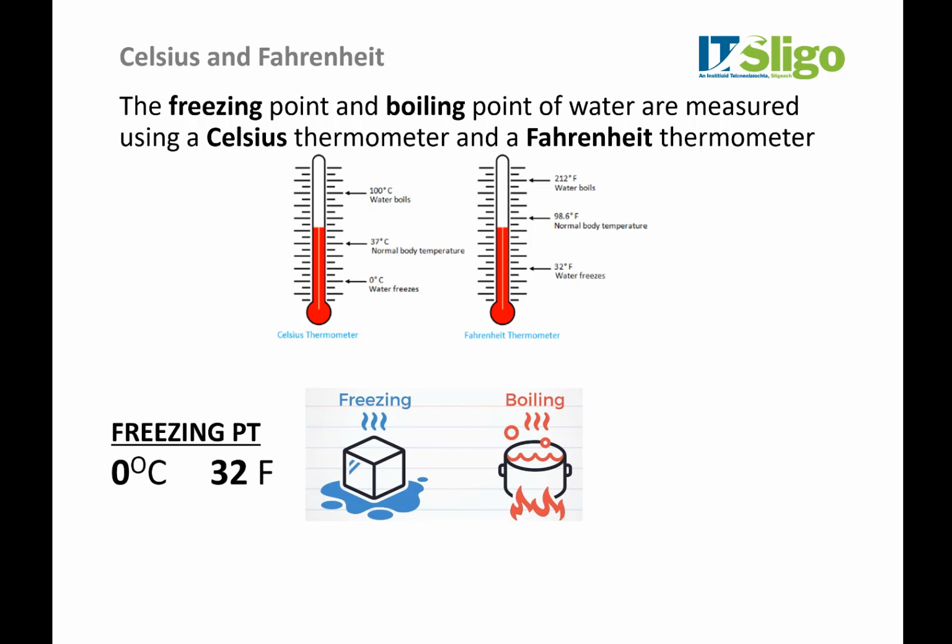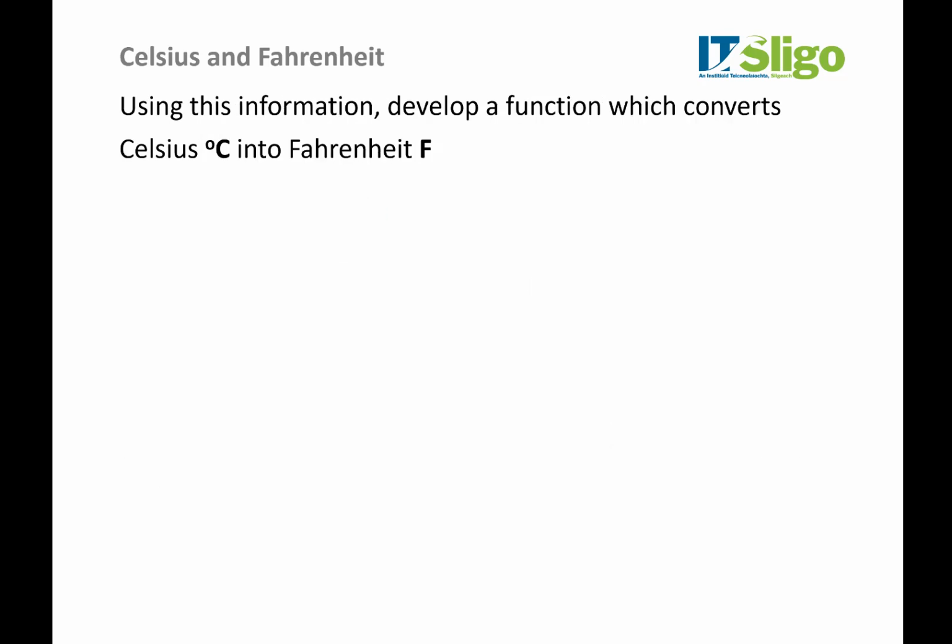So our freezing experiment reads 0 degrees Celsius and 32 Fahrenheit, and our boiling point experiment yields 100 degrees on our Celsius thermometer and 212 on our Fahrenheit thermometer. So use this information to develop a function which converts Celsius into Fahrenheit. So now, guys, this is the critical part.